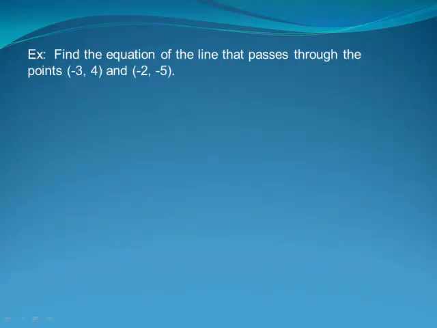All right, let's look at this example. Find the equation of the line that passes through the points -3, 4 and -2, -5. This is exactly the same as the problem we just did. We're given 2 points. We'll let one be x1, y1 and the second be x2, y2. We're going to find the slope first by finding y2 minus y1 over x2 minus x1.